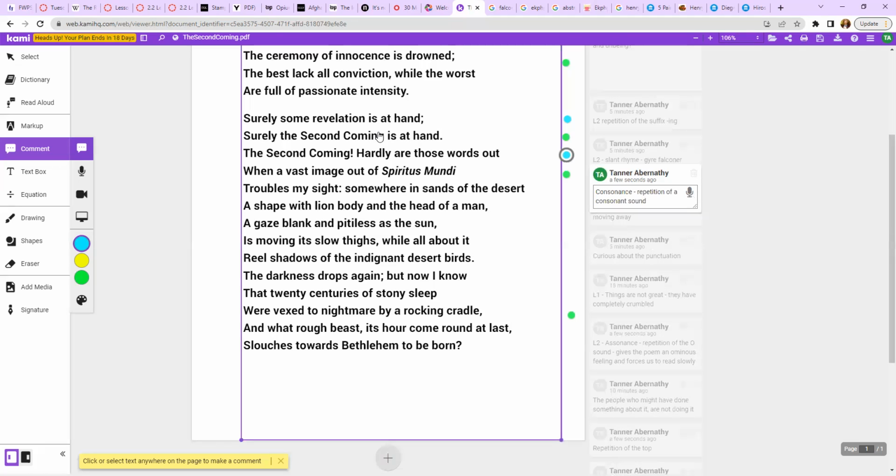So S here: surely some revelation is at hand. Surely the second coming is at hand. The second coming, hardly are those words out, when a vast image out of Spiritus Mundi. So repetition of the consonant sound S at the top of this stanza. And what's that do? I mean, it forces you, right? You have that surely, some. S is very hissy and aggressive. And I think it's kind of ominous too.